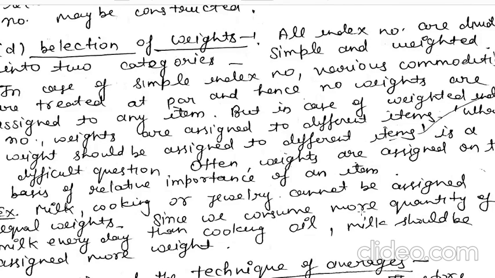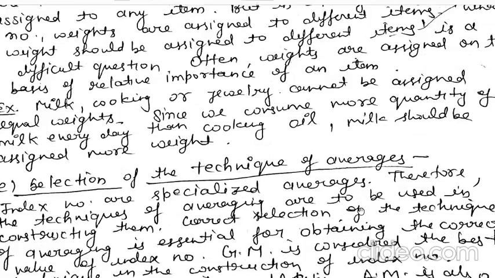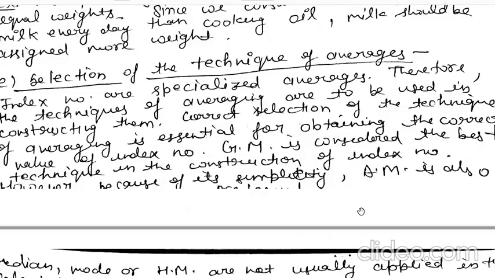Often weights are assigned on the basis of relative importance of an item. So example, milk, cooking oil or jewelry cannot be assigned equal weights, right? Milk and cooking oil means you have milk 1 liter or 1 kg, and jewelry you cannot assign equal weights. Since we consume more quantity of milk every day than cooking oil, milk should be assigned more weight, right?